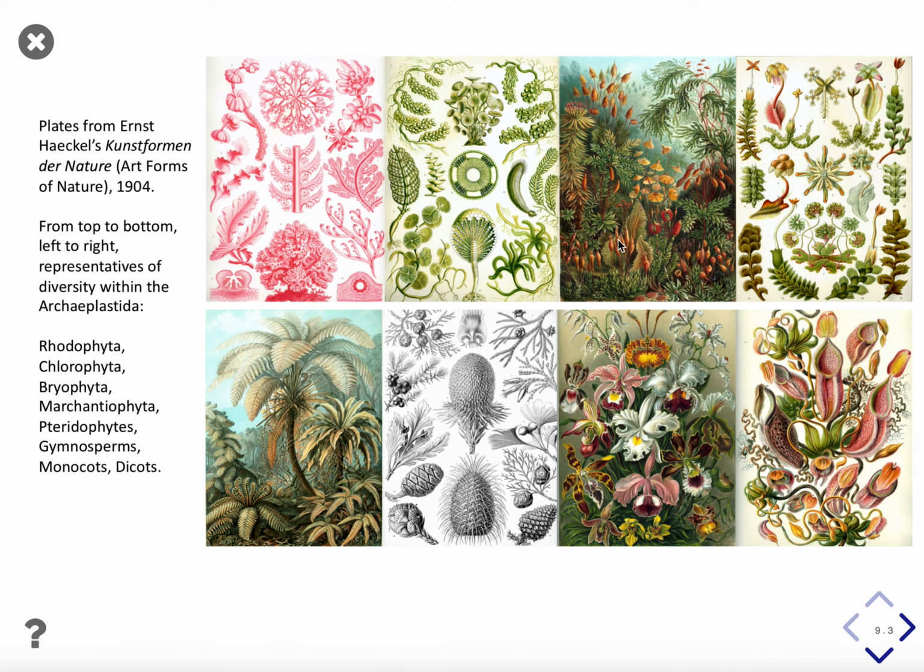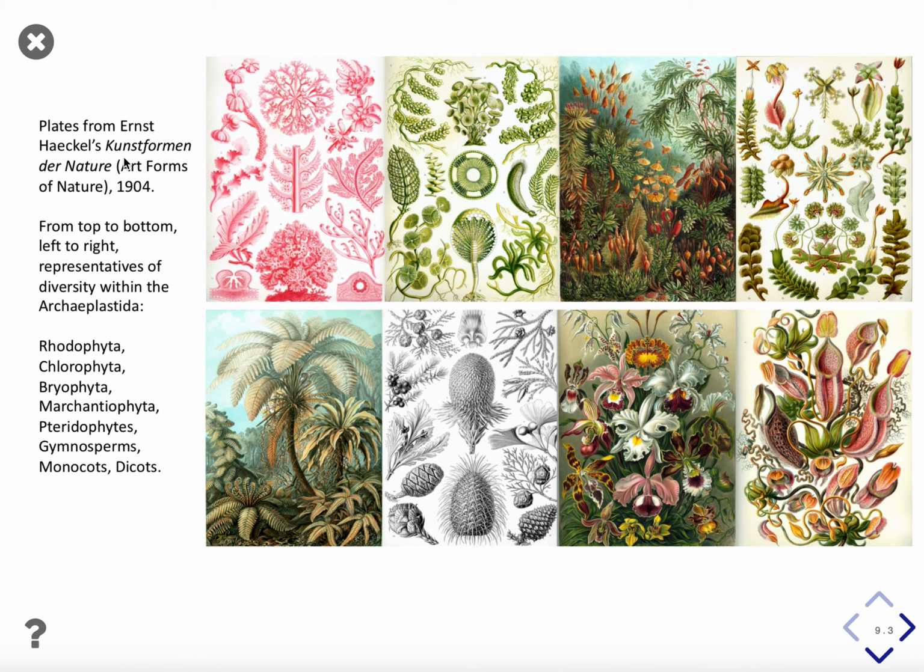This panel here is of the bryophytes, the mosses. These here are liverworts. They have flattened structures that make beautiful branching patterns. Here are the pteridophytes, the ferns. This is a panel of gymnosperms and pine cones. And then we have some beautiful flowering monocots, and these are a specific group of dicots, the Nepenthes.